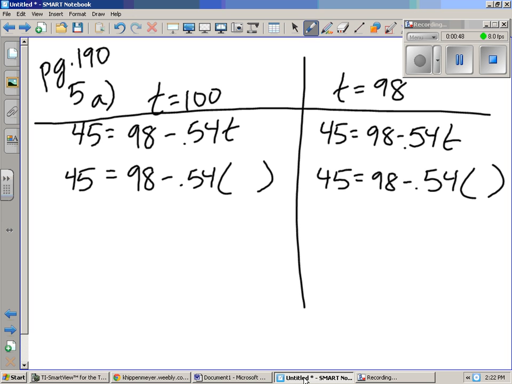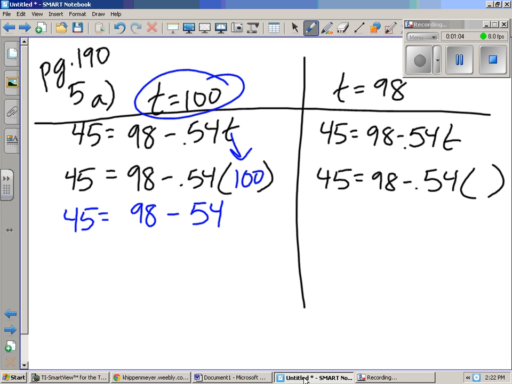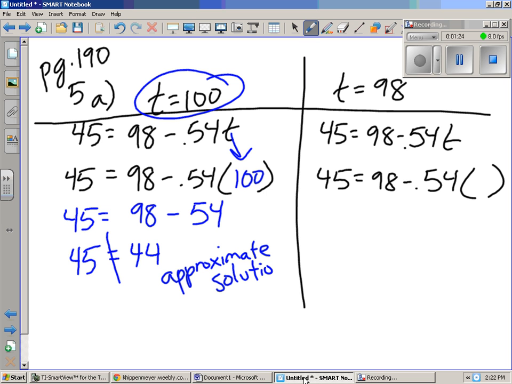What I'm going to do is plug in t equals 100 in blue, and then I'm going to go ahead and solve the equation. So 45 equals 98 minus 54. So we get 45 equals 44. Now that's not true. 45 is not equal to 44, but 44 is pretty close to 45, so we would call this an approximate solution. It's not exact. That's what we've been doing a lot in this investigation: we look and we estimate.